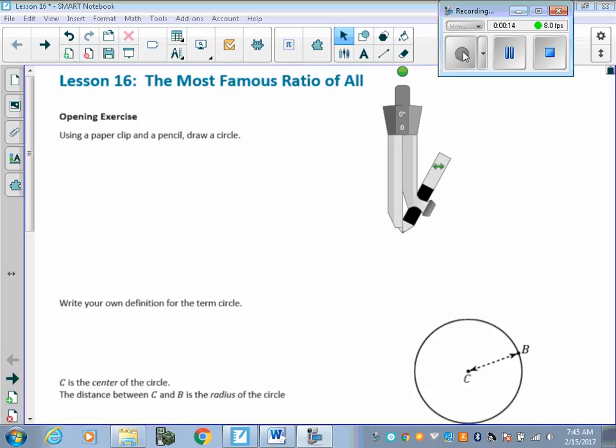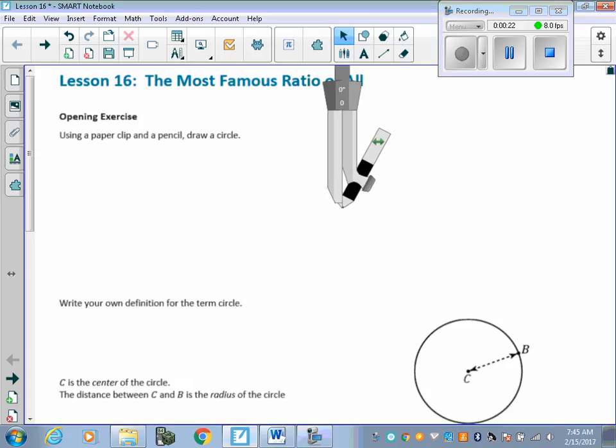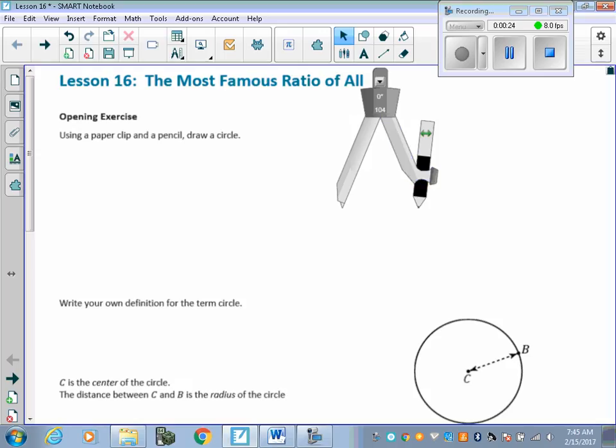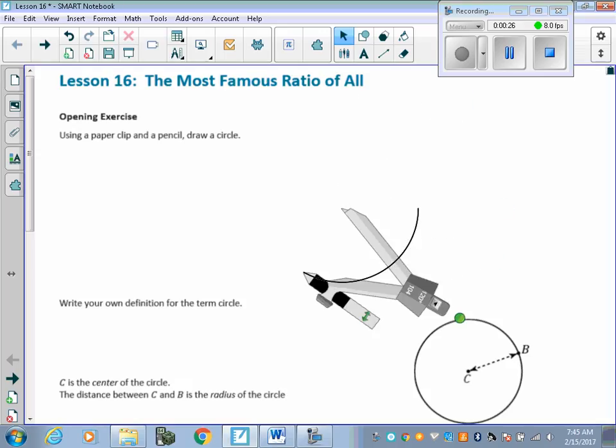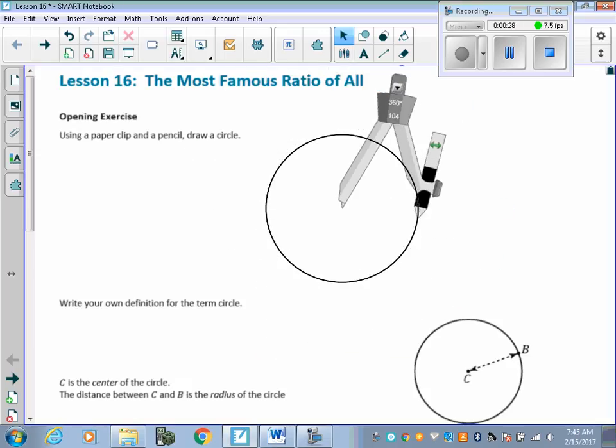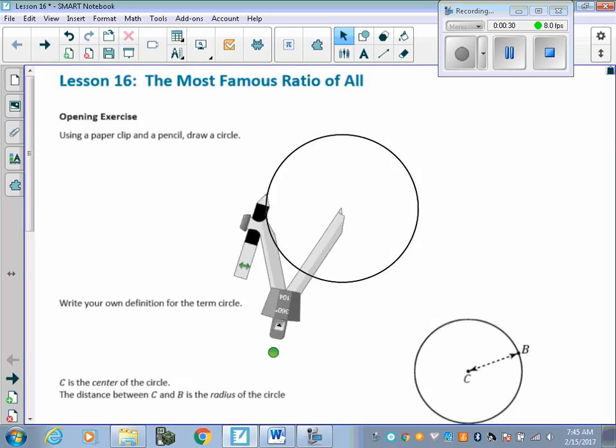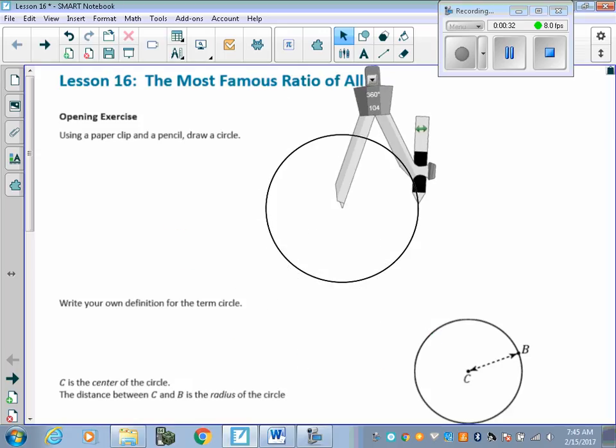So first off, I said for you to use a paper clip and a pencil to draw a circle. I'm going to use a compass here. So I take the compass and I span it out for a certain distance, and then I just spin right around, making yourself a perfect circle. And you can do this again with the paperclip and a pencil, and I'll see that when I look over how you did as far as the notes go.